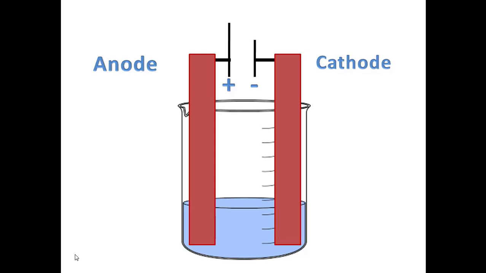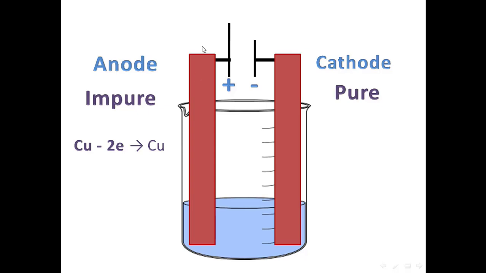The process that takes place at the anode is oxidation, and the process that takes place at the cathode is the reduction process. So the plate here will be impure. I mean, it consists of a lot of metals, and here we want to purify copper. So this plate here will be the impure one, and the cathode here will be pure.